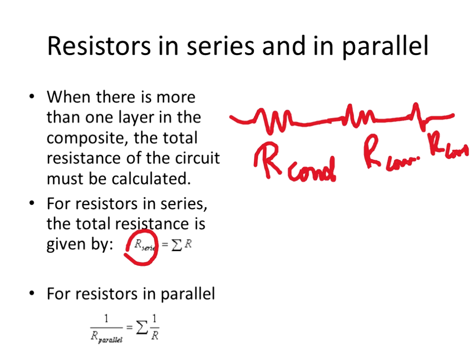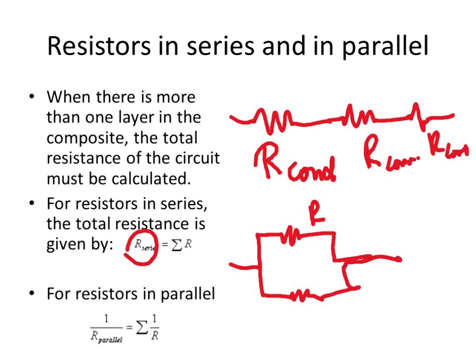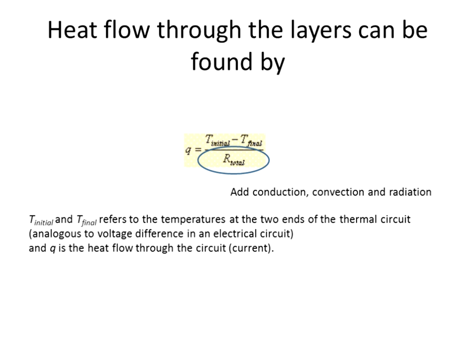Now, if you had it in parallel, like this, then if you have here conduction or convection, you have to add the inverse of the resistance. So like 1 over R1, 1 over R2, and so on and so forth. So we will deal with it in the same way that we had before.